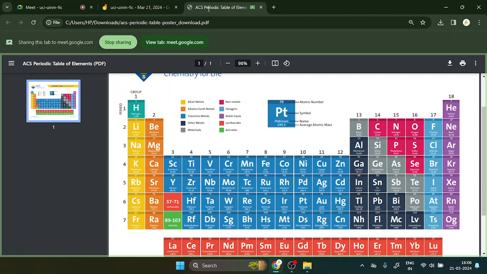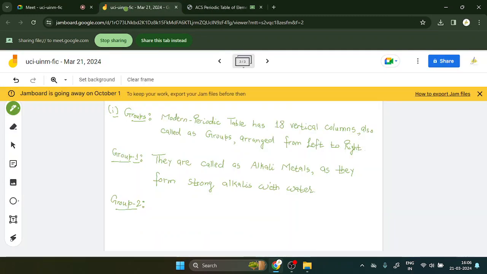So basically, what are these? These are called the alkaline earth metals. Clear? Remember the name: alkaline earth metals. Why do we call them alkaline earth metals?